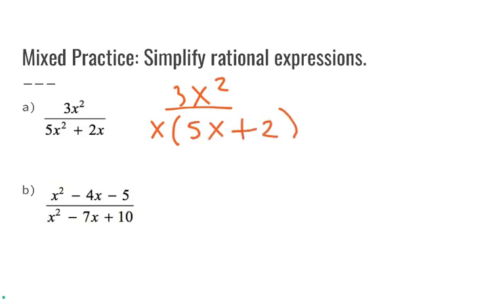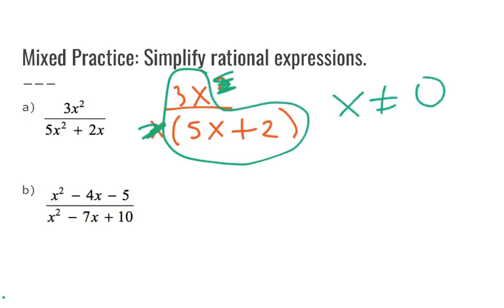plus 2. And then just one minor thing is canceling. This x here would take away one of the x's up top, and so it would just be 3x in the top and not 3x squared. So this is my simplified version, except for x cannot equal 0 because I had canceled one right there. So if x was 0, then right here that would have been an issue because I'd be dividing by 0. Okay, and let's do the second one.